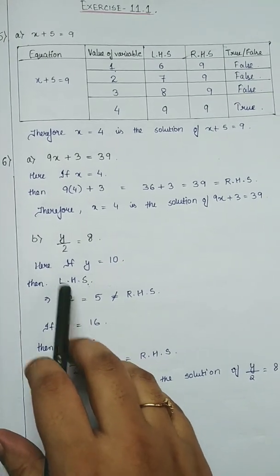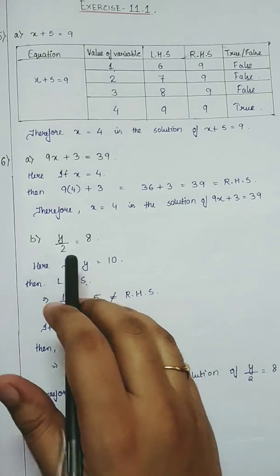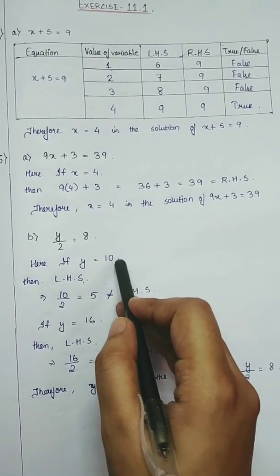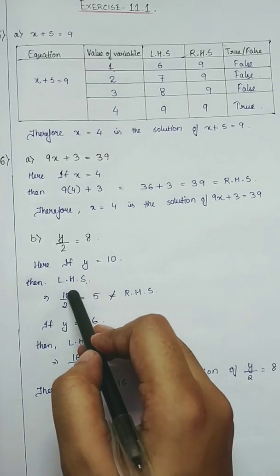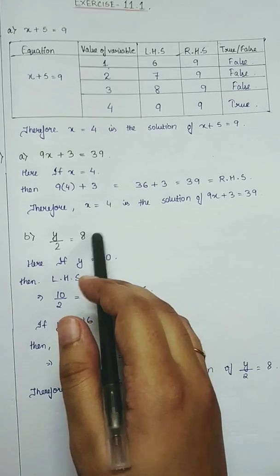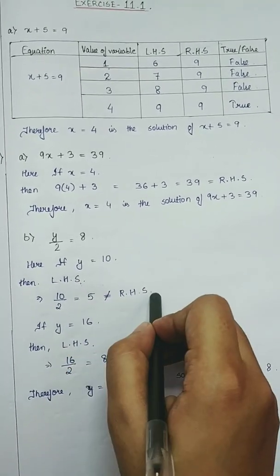Now in question number 6 part B, y/2 = 8 is given. Again the options are given. So let's put the first option, that is 10. So instead of y we will write 10. 10 by 2 is equal to 5. And is 5 equal to the right hand side? No, both are not matching. So we'll write this is not equal to the right hand side.